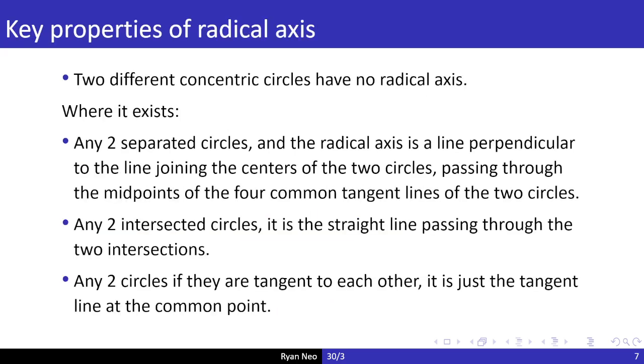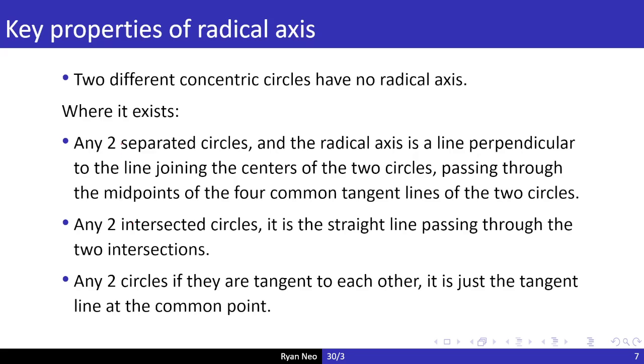Now moving on, just some key properties of radical axis. Now we're back to radical axis. If you're wondering why, it is because radical axis is usually more important of a concept than radical center. The reason is radical center is not very commonly used because it involves three circles, but radical axis is a lot more commonly used. If you are flipping through questions regularly, you see radical axis a lot more.